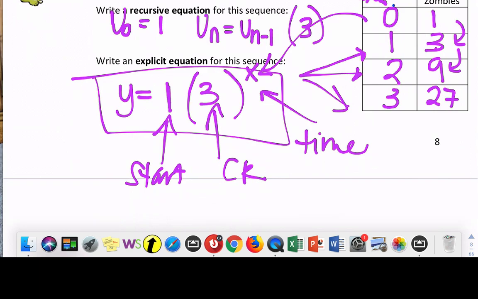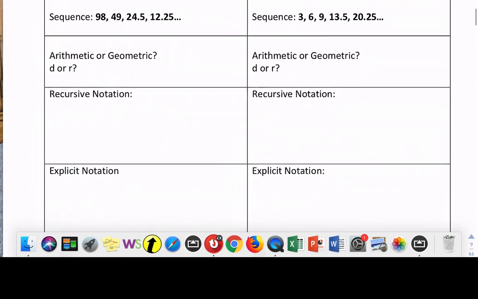Okay, so we didn't look at the explicit equation yesterday. We looked more at the arithmetic, the slope and the y-intercept for an arithmetic equation to find the explicit. So today we're going to focus on geometric. All right, let's try another one.